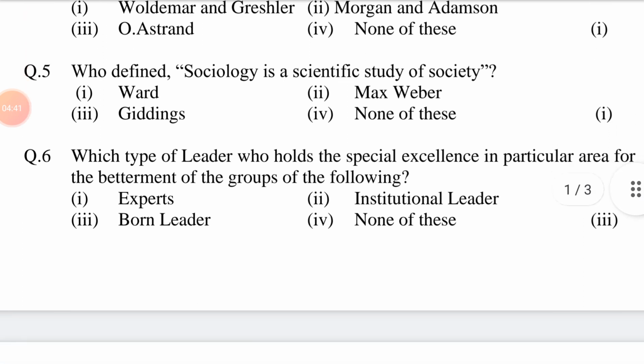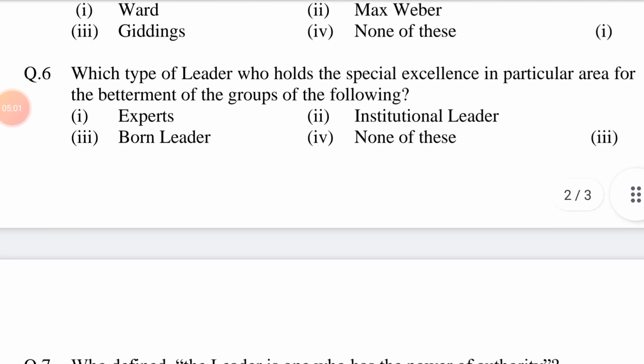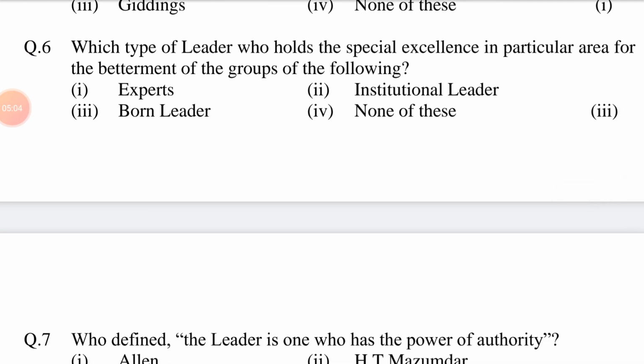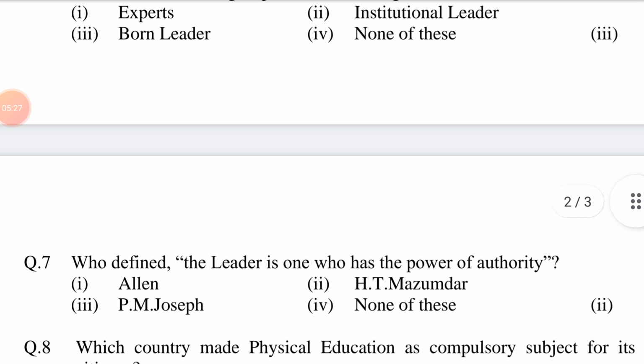Question number 5. Who defined sociology as a scientific study of society? Option first, Ward. Option second, Max Weber. Third, Giddings. Fourth, none of these. Answer is option first, Ward. Question number 6. Which type of leader holds special excellence in a particular area for the betterment of the group? Option first, experts. Second, institutional leader. Third, born leader. Fourth, none of these. Answer is option third, born leader.